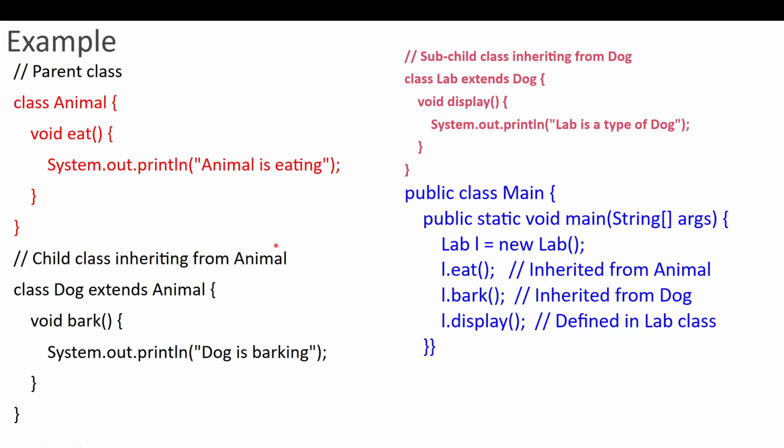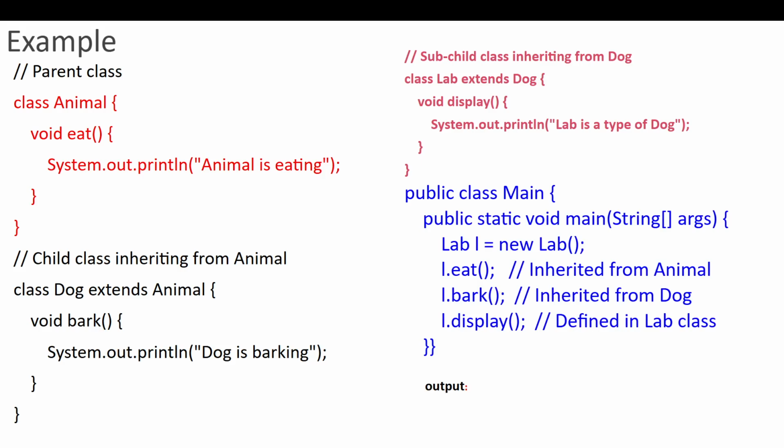So here the animal class, from that we can create the dog class, and from the dog class we can inherit the lab class. So this is the example of multi-level inheritance. From the public class, we can create the object for the derived class, the last created subclass, that is the lab class. Using that object variable, we can invoke the methods of the animal class as well as the dog class and lab class. So in this way, we can access the methods of the different classes using the object variable.